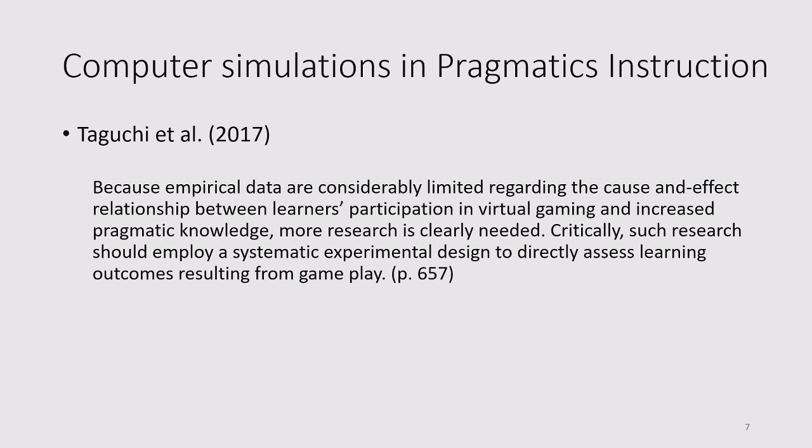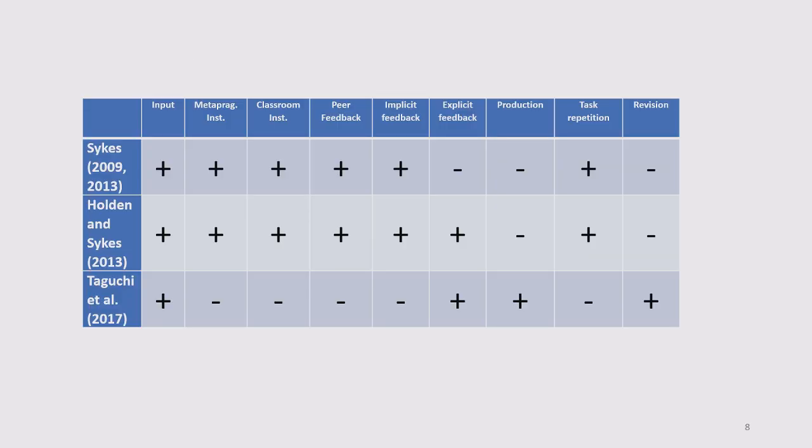Taguchi 2017 has called for more experimental research so that we can understand the causality of what leads to learning in these simulations, right? That's really what I'm aiming to do here by focusing specifically on explicit input. My design has a control group and then groups that receive different types of explicit input. So now I'll go ahead and start the simulation.